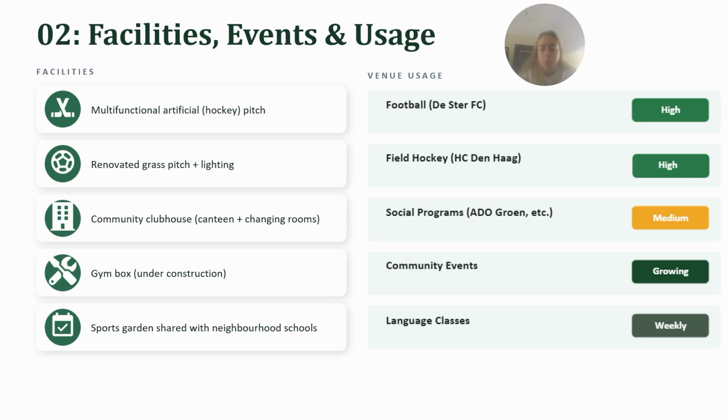And then for the venue users, the main users are De Ster and Hockey Club Den Haag. They play all their games and matches on the field, and they use the changing rooms, of course. Then there are also other users from social programs, for example, ADO Groen. They may use the venue weekly. There are also community events held and language classes being taught, but that's on a weekly basis, so they use the facilities less than the main clubs.